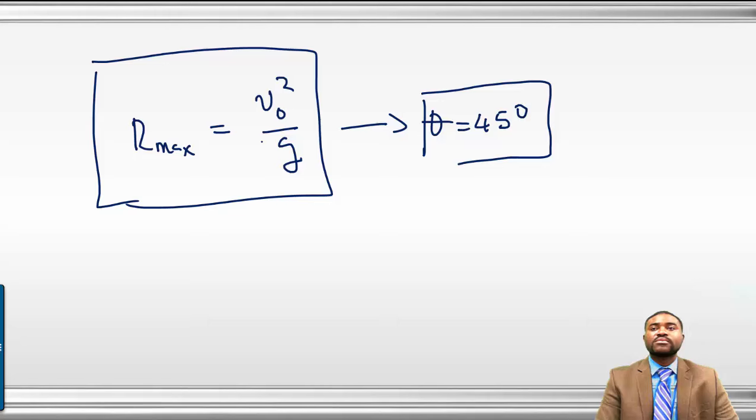Is it possible to project a particle at two different angles, but the two projectiles will have the same range? Is it possible? They have the same velocities. It's possible. If you can show that to me, you earn 5 extra credit points next class. And I'll demonstrate it to you next class.